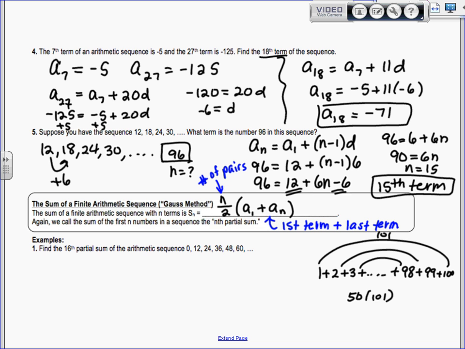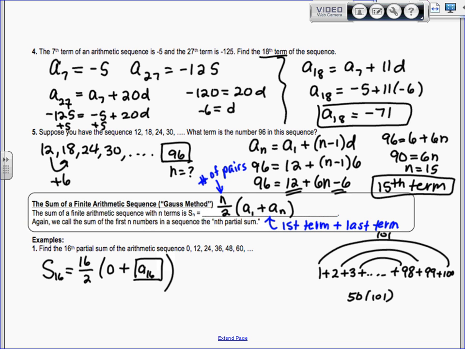Okay, we call this the nth partial sum. I'm adding up n items. So number 1 says find the 16th partial sum of the arithmetic sequence. So I want to find the sum of the first 16 items in this list. As I start setting it up, the sum of the 16 items is going to be 16 divided by 2. That gives me my number of pairs, so 8 pairs, of the first term, which is 0, plus the last term. But then I'm stuck because I don't know what a sub 16 equals. I need the last term.